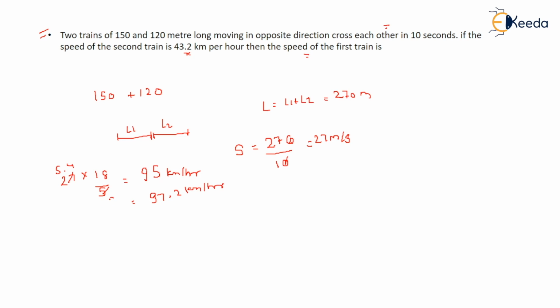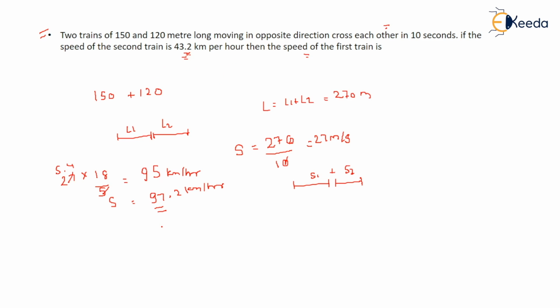What that means, it is the relative speed, the speed of both the trains when they are traveling in opposite direction, right? Speed of one plus speed of two. When they travel in opposite direction, both the speeds add. This is 97.2. Speed of one train is known to you. You can now calculate the speed of the second train. You can simply subtract 43.2 from 97.2. You will get the speed of the second train.